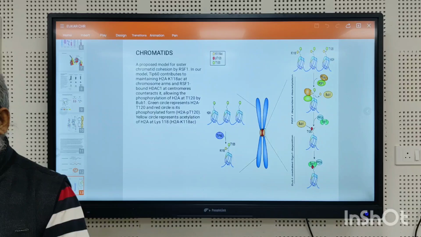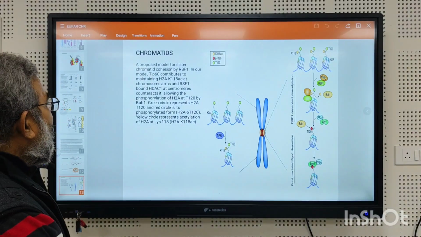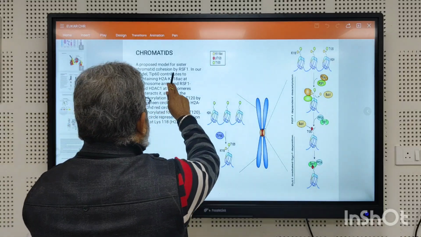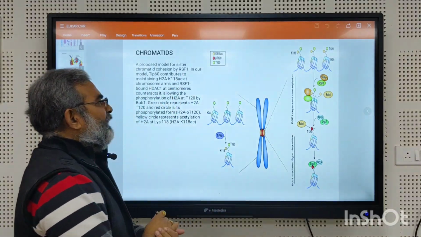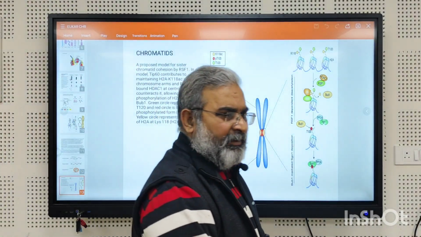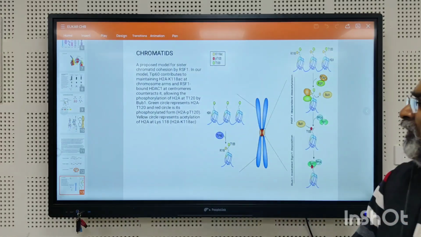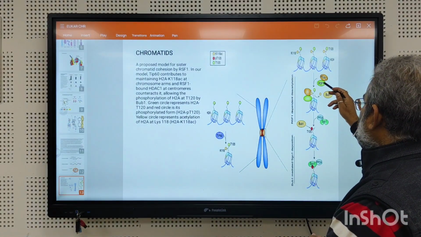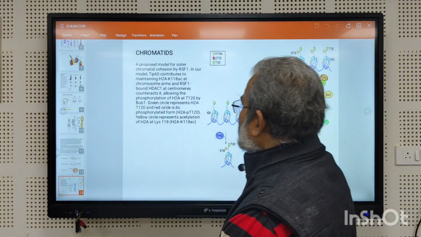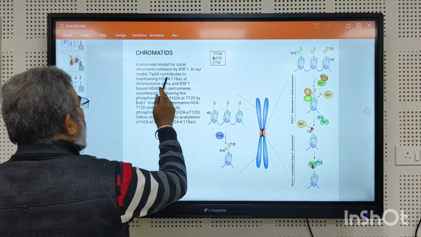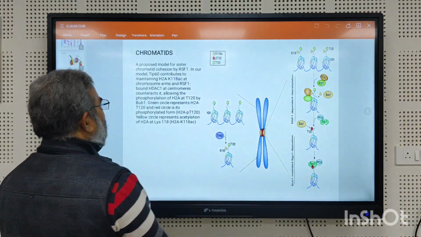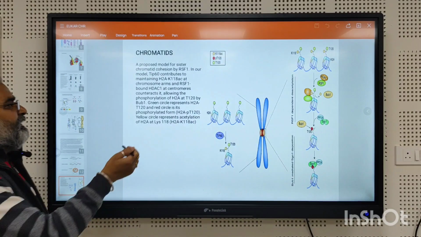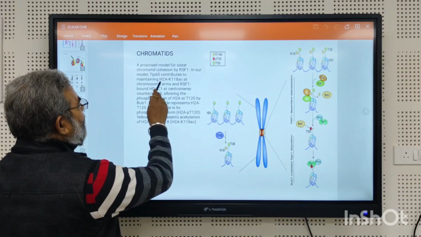Different proteinous components described. A proposed model for the sister chromatid cohesion by RSF factor. RSF1 here is responsible for Tip60. Tip60 is also another protein, and it is associated with the K2.